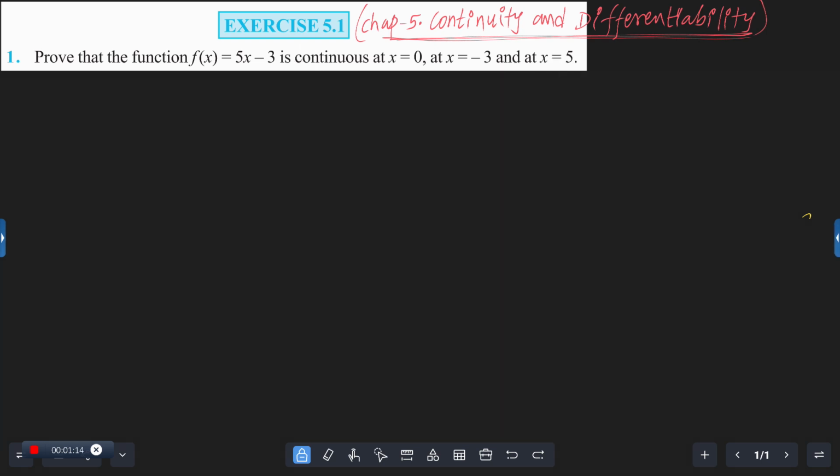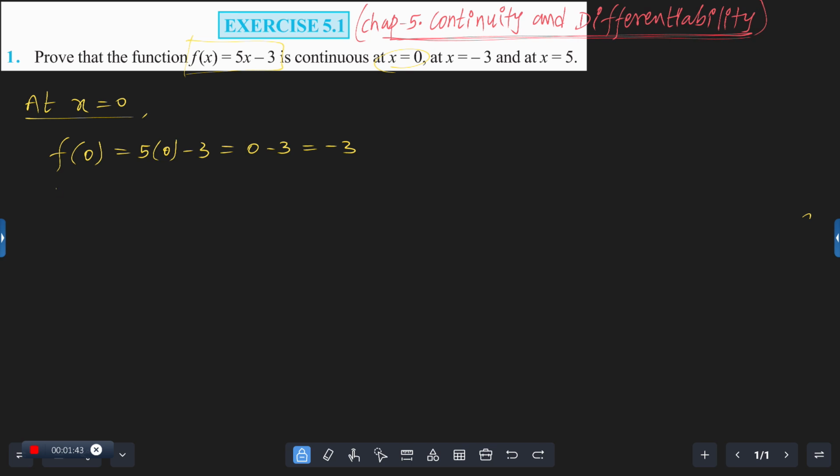First of all, let me go at x is equal to 0. So here we have a function f of x is equal to 5x minus 3. So f of 0 is equal to 5 into 0 minus 3, which is equal to minus 3. This is called the function value.